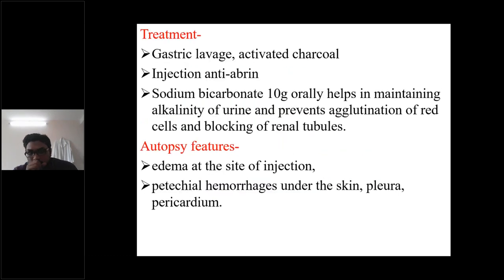What is the treatment? Gastric lavage with activated charcoal can be done. Injection anti-abrin can be given, and then sodium bicarbonate 10 grams orally helps in maintaining alkalinity of urine and prevents agglutination of red cells and blocking of the renal tubules. So the main thing is gastric lavage with activated charcoal, followed by injection of anti-abrin, and then sodium bicarbonate 10 grams can be taken orally in order to prevent renal tubular blocking.